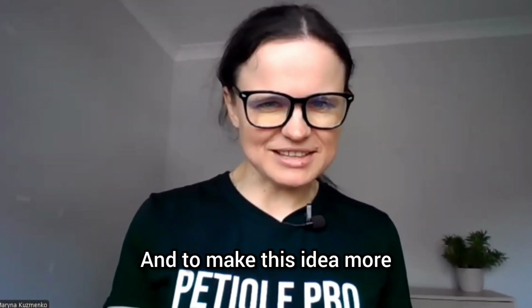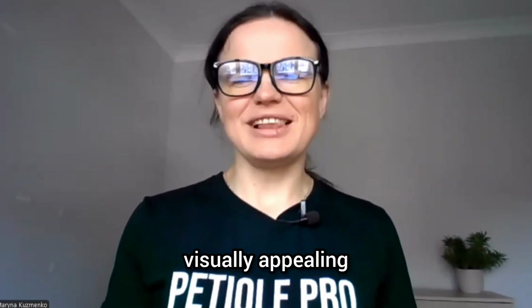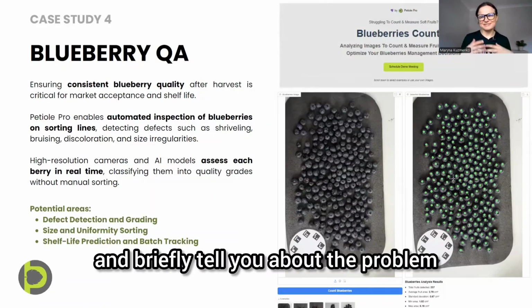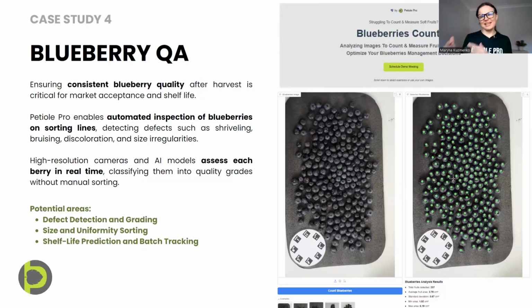Today's idea is about quality assurance using computer vision and deep learning. To make this idea more visually appealing, I would like to share this slide and briefly tell you about the problem and the solution.